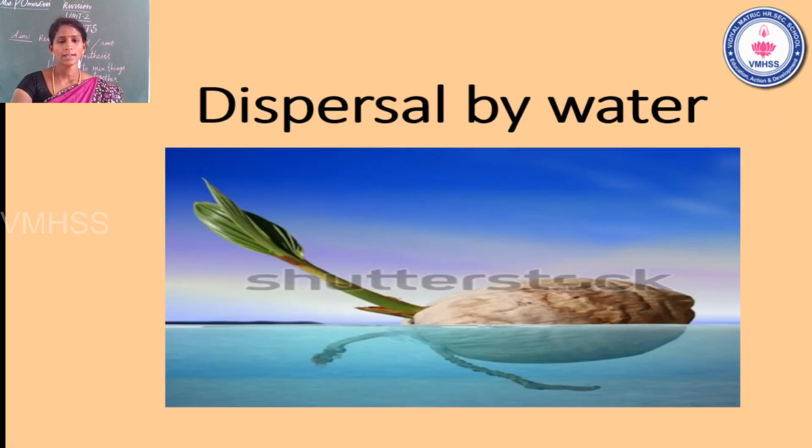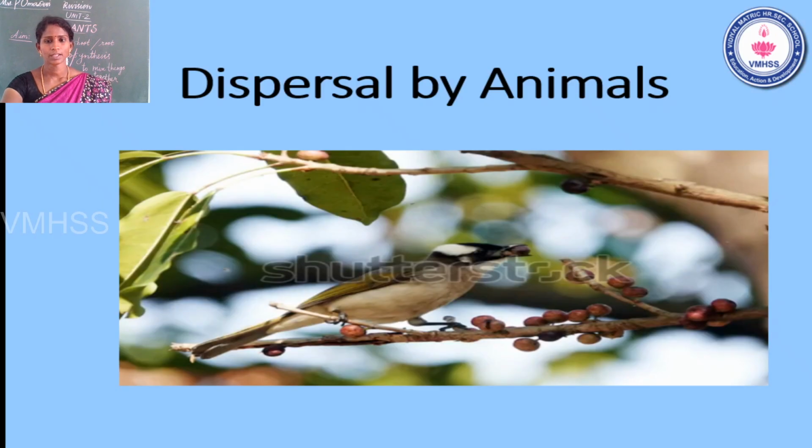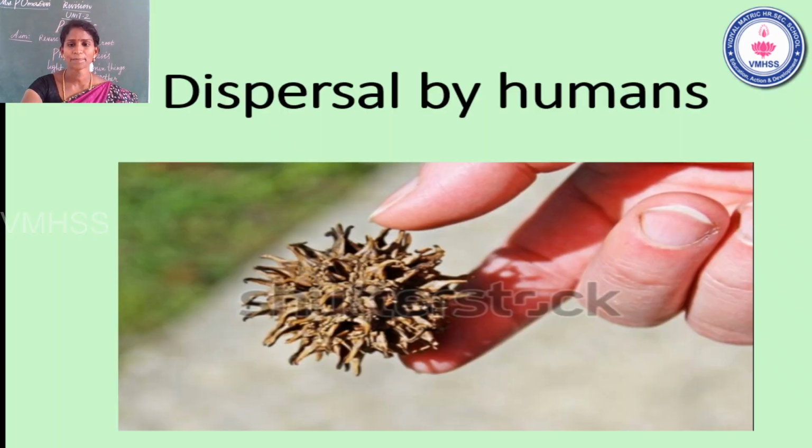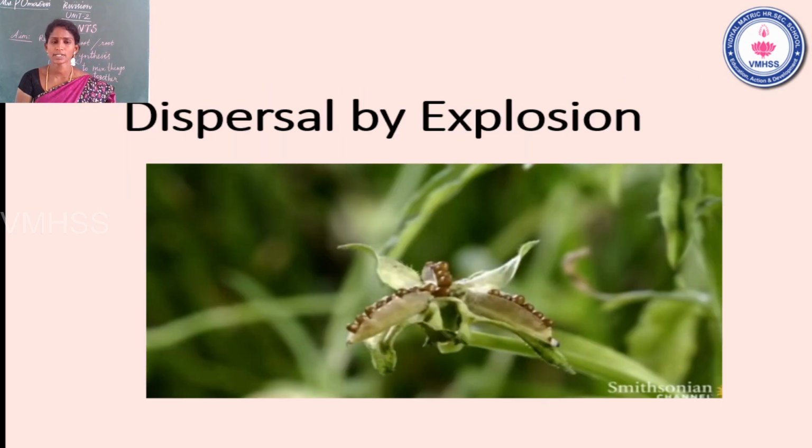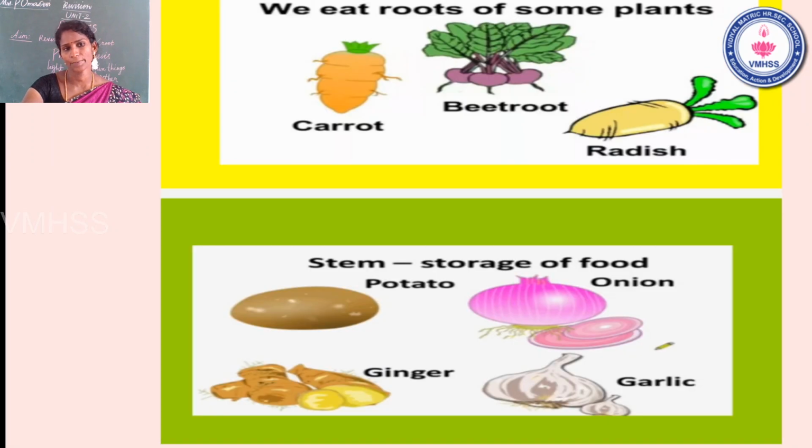Once again see the slide. Dispersal by water, dispersal by animals, dispersal by humans, dispersal by wind and dispersal by explosion. Explosion. Okay, வெடித்தல் மூலமாக விதை பரவுது. Let us see the next topic.